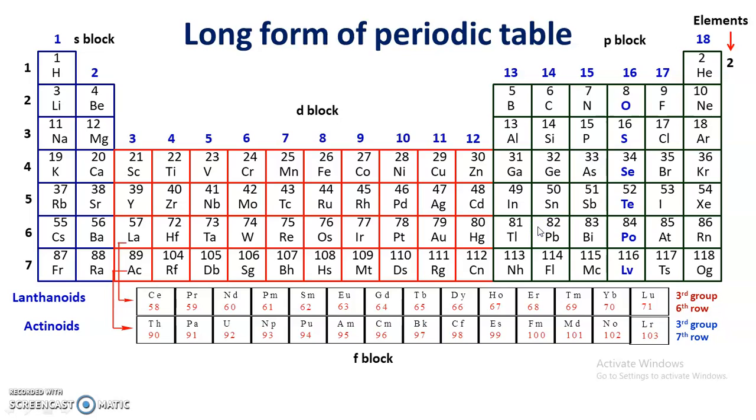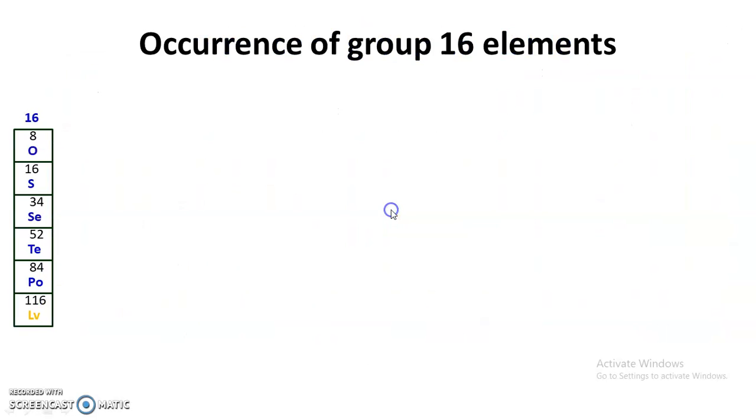Okay, now in row number 1 there are 2 elements, in the second row there are 8 elements, in the third row again there are 8 elements, in the fourth row there are 18 elements, in the 5th row again there are 18 elements, in the 6th row there are 32 elements, and in the 7th row again there are 32 elements. Okay, so this is the periodic table.